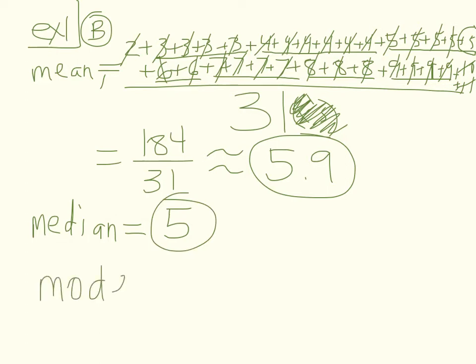And then the mode, the one that happens the most, really easy to tell here, there are 6 4s. So 4 is the number that repeats the most. That's the mode. And that's example 1B.